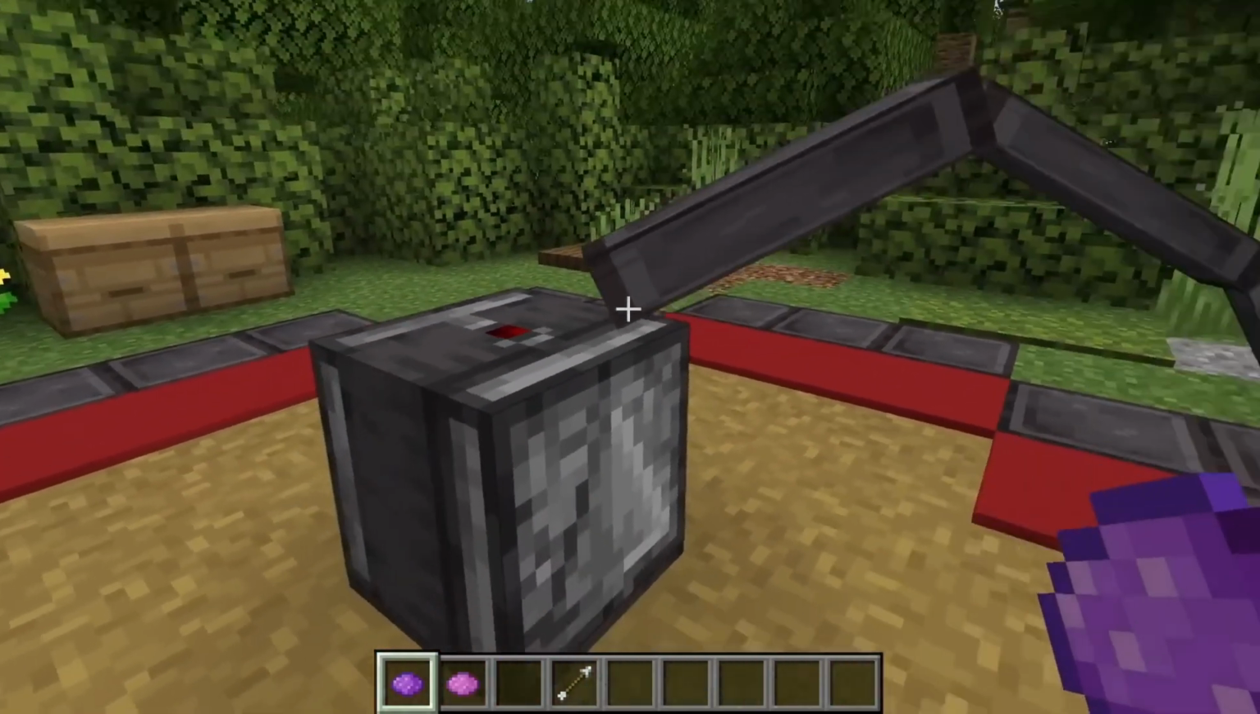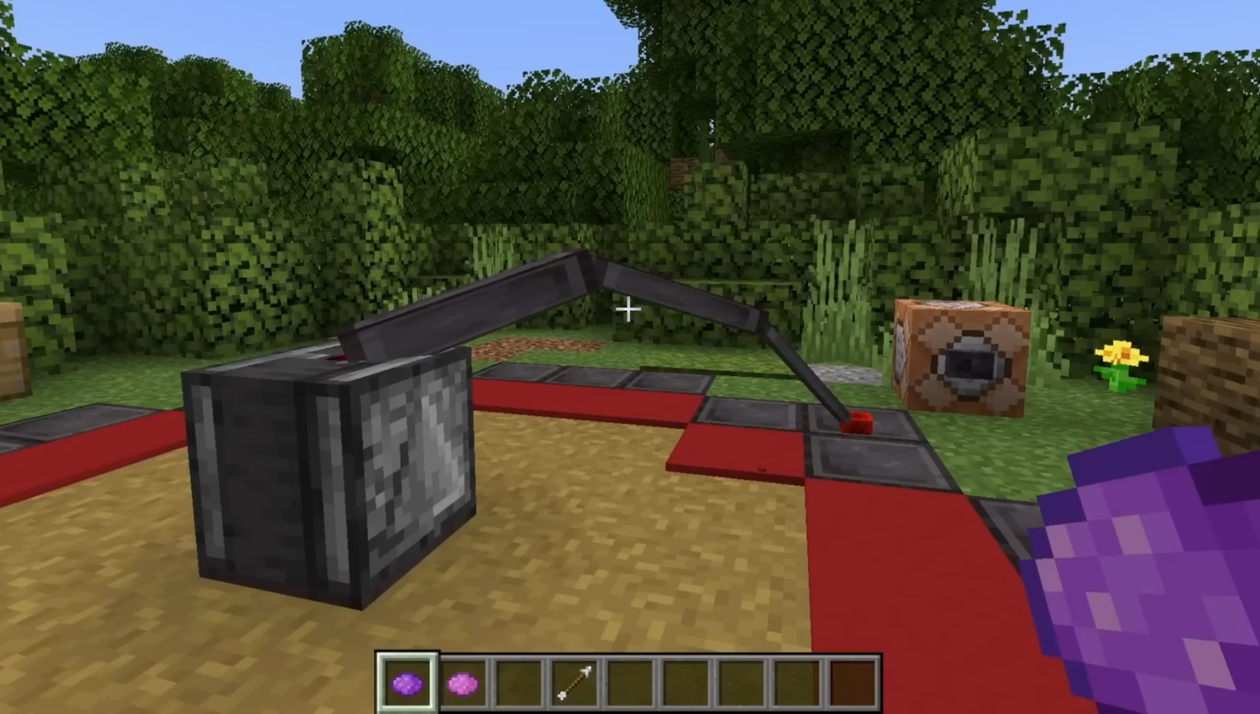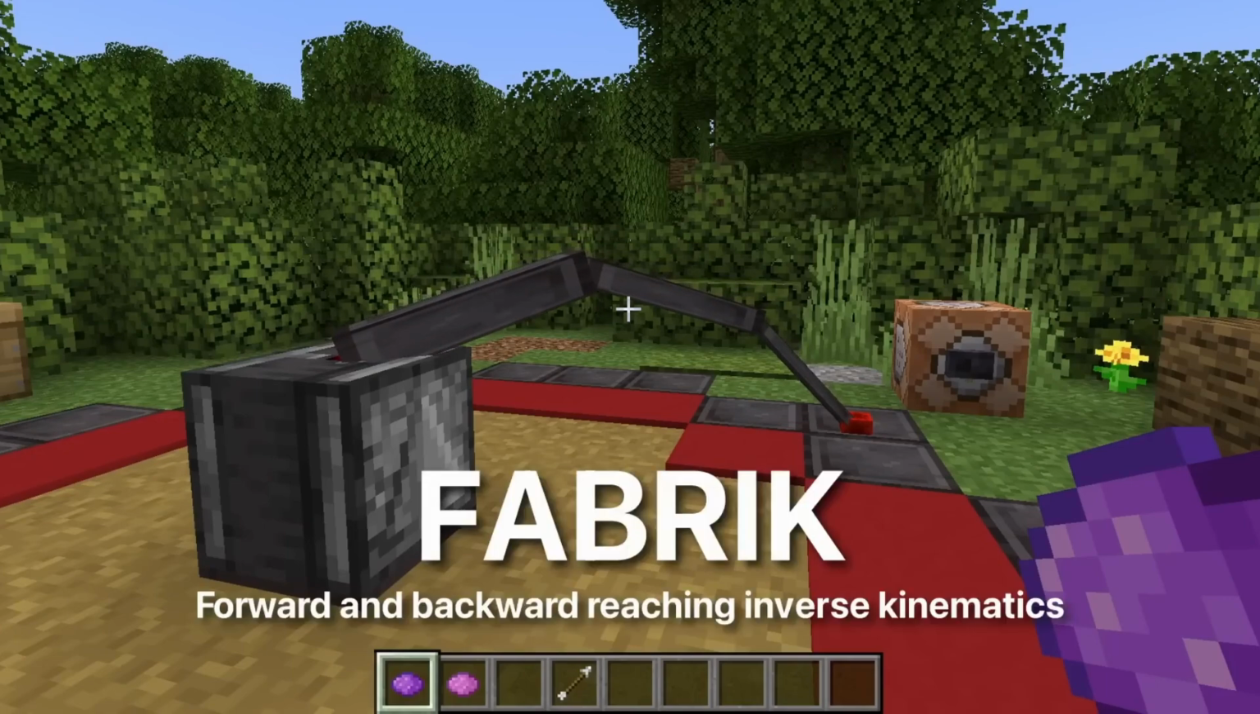Now the chain is no longer attached to its root. We can move it back using the same principles. We will repeat this procedure until we find a solution within some acceptable margin of error. This is a commonly used algorithm called FABRIK.